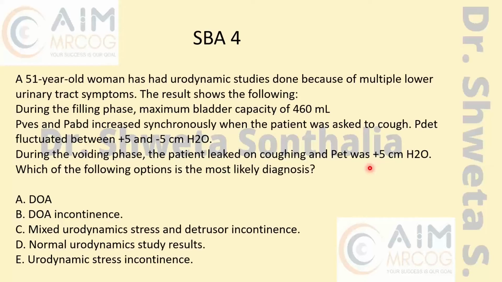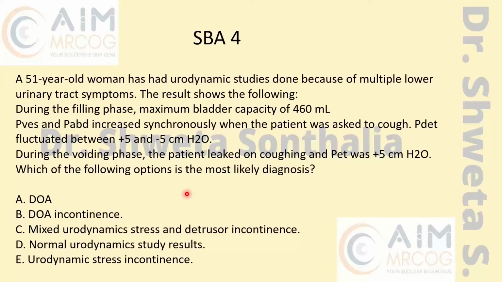The patient leaked during the voiding phase. Now, Dr. Shazia, you tell me, what is your interpretation from the question? Is this capacity normal? Are these pressures normal, or do you feel it is abnormal? Bladder capacity is normal. It is almost 400 to 600 ml, 460. Very good.